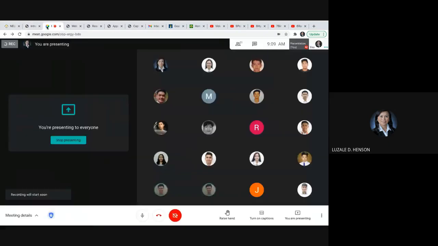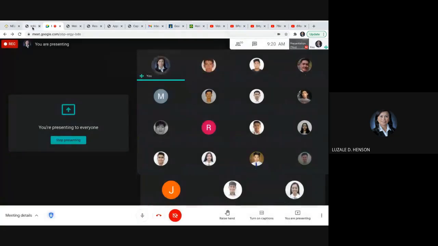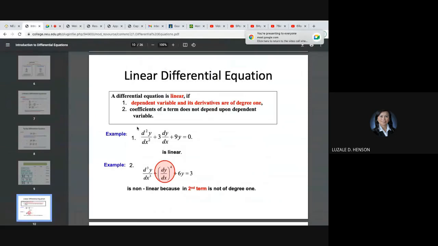Let us have this one. And so, does this one satisfy condition number 1? Condition number 1, as I have said, dependent variable and its derivatives are of degree 1. Inspect each term. The first term, the dependent variable, of course, is y, and the derivatives are of degree 1. So the degree of the derivative is 1, as you can see, but the order is 2. The degree of the derivative is also 1. Order is 1. So this satisfies condition 1.